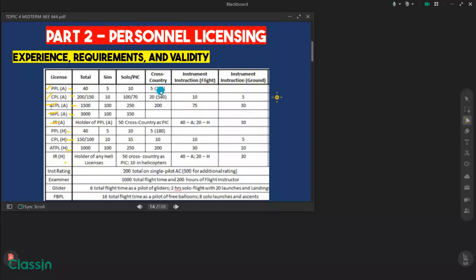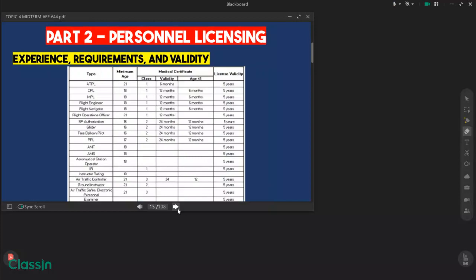So mapapansin nyo dito, andito po yung mga certain hours na kailangan para bigyan po tayo ng mga licenses dito. Okay? So, yung simulator, solo, pilot in command, cross-country, instrument, and instrument ground, and we have the flight. Kasi meron tayong ground school and we have the flight school na tinatawag. Okay? So, good to know lang. Basahin na lang. Then you have the experience, requirements, and validity.